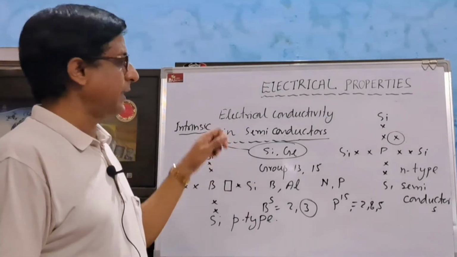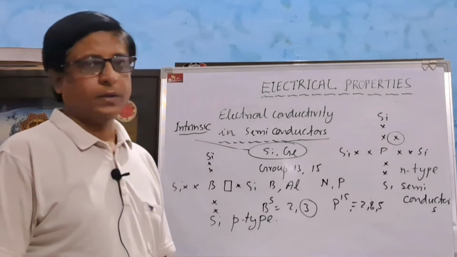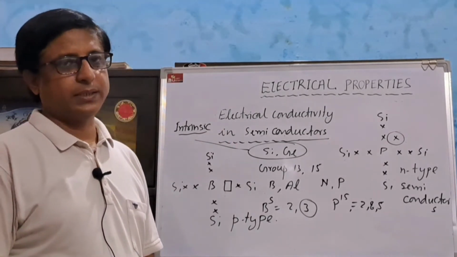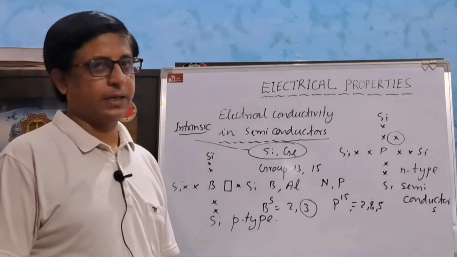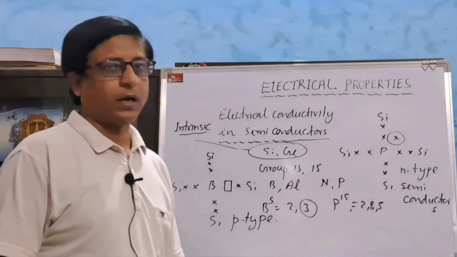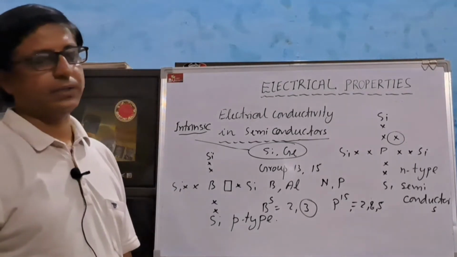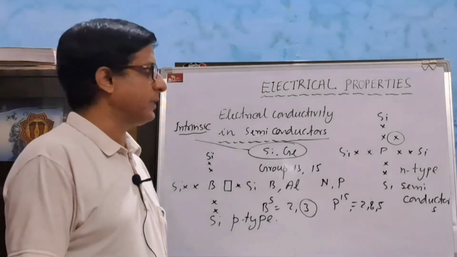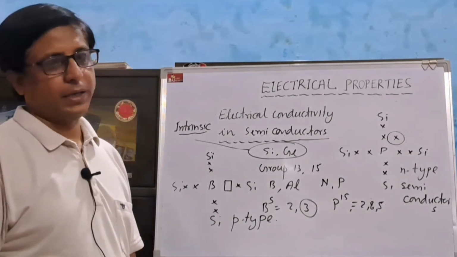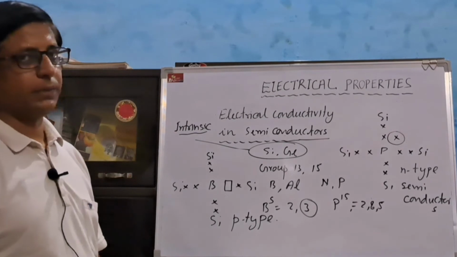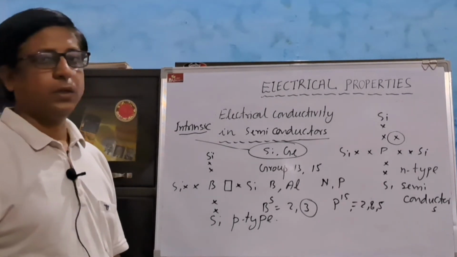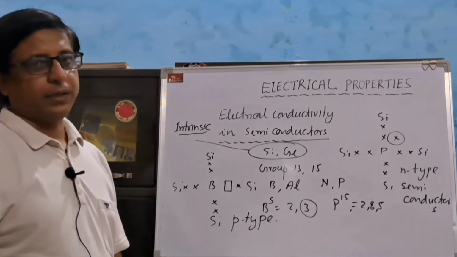There are three types: conductors, insulators, and semiconductors. Conductors have very high electrical conductivity. In case of insulators, conductivity is very low. In case of semiconductors, the conductivity is intermediate between conductors and insulators.